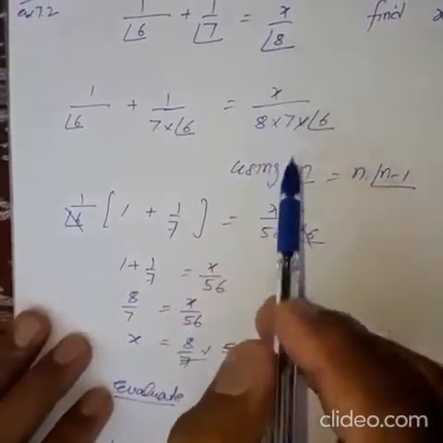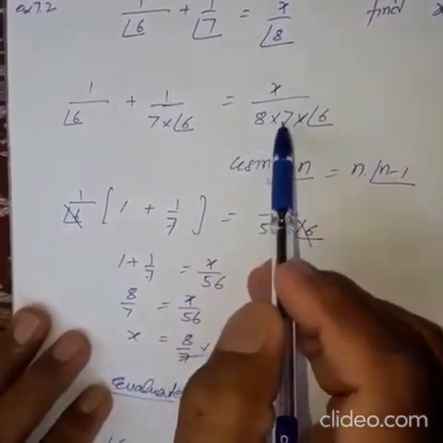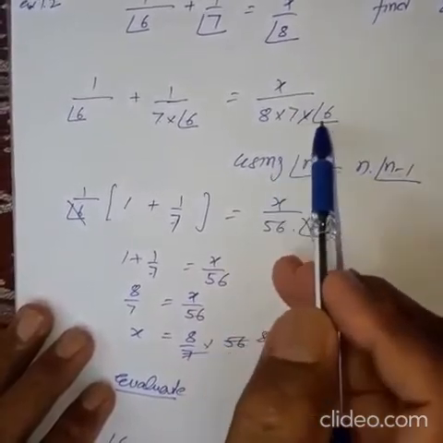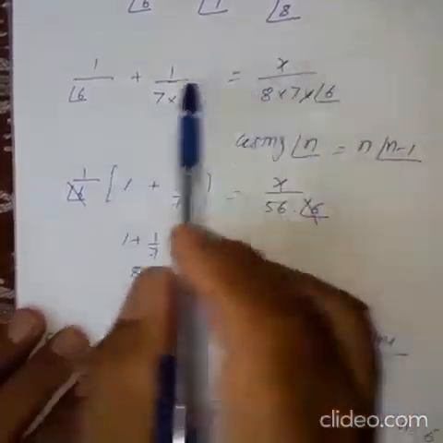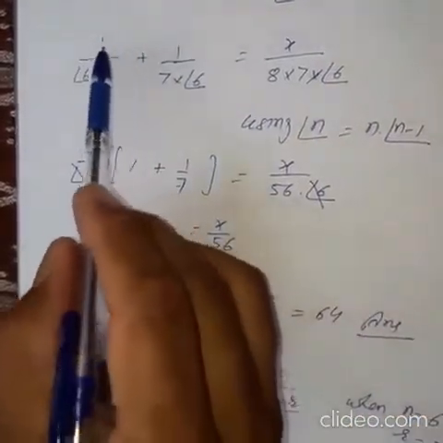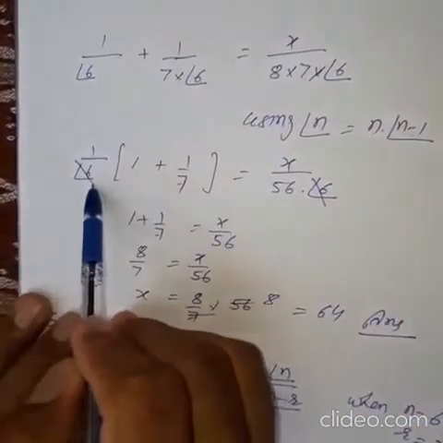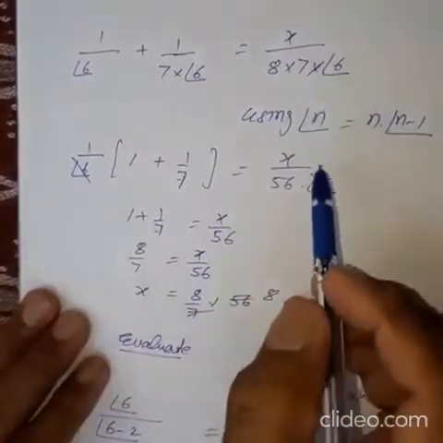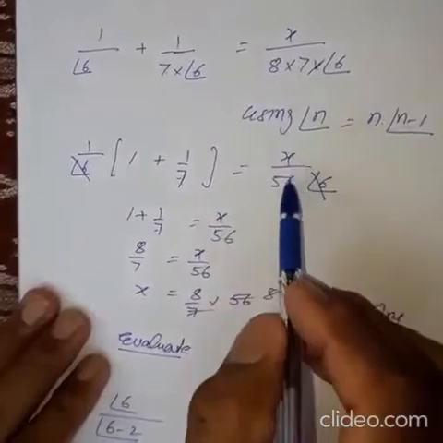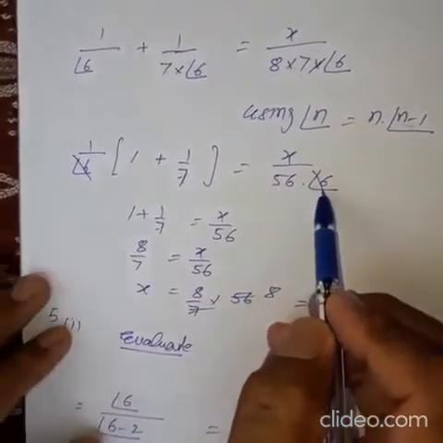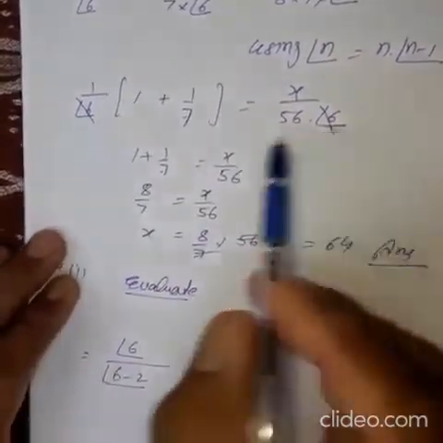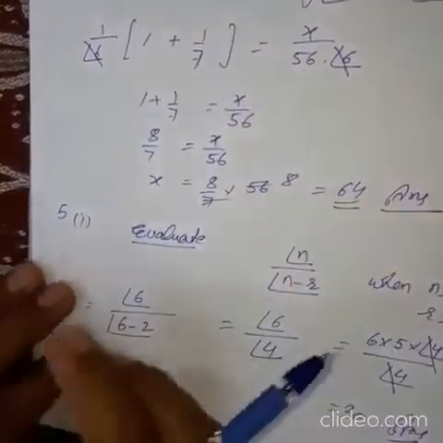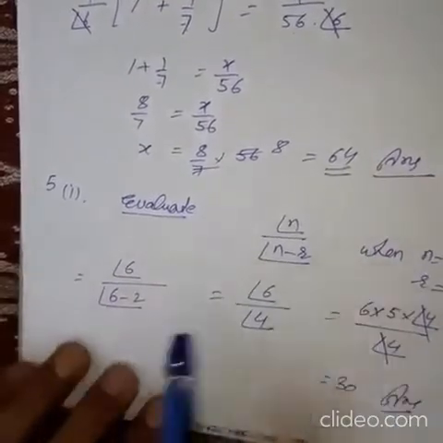Similarly, for this, if you use this result, so 8 into 7 factorial, and further 7 factorial can be written as 7 into 6 factorial. So now taking common from the left hand side, 1 upon 6 factorial common, so we are left with 1 plus 1 upon 7. From right hand side, if you multiply these two, so x upon 56 into 6 factorial, so 6 factorial will be cancelled, and if you simplify, you will get x is equal to 64. This is the answer. I hope it is clear.